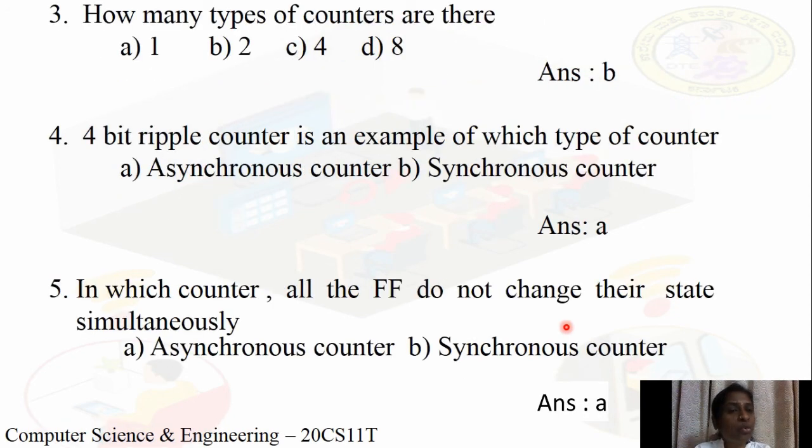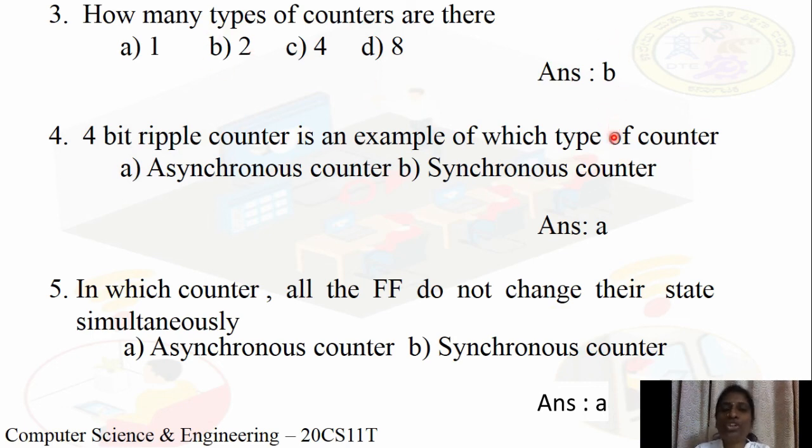The next question is: how many types of counters are there? Let us think and recall. There are two types of counters: one is the asynchronous counter, another one is the synchronous counter. So the answer is 2. Then we should select the answer as B here.